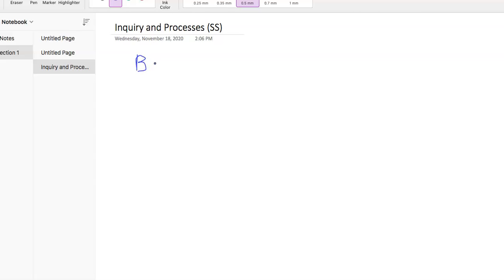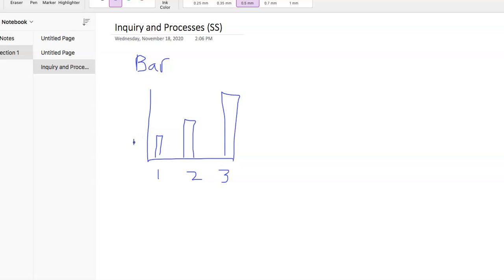The first one is bar graph. We just need to really understand the very basics. Bar graphs are best when comparing revenue or profit for different time periods. So it'll tend to be like, here's quarter one, here's quarter two, here's quarter three, and then over here is your revenue.